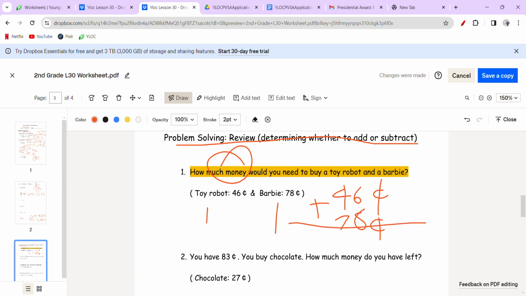So you'll do 6 plus 8. 6 plus 8 would be 14. 4 plus 7 is 11. Plus 1 over here is 12. So you would need $1 and then what? 24 cents. Like that.